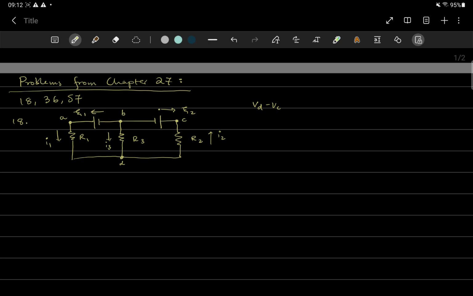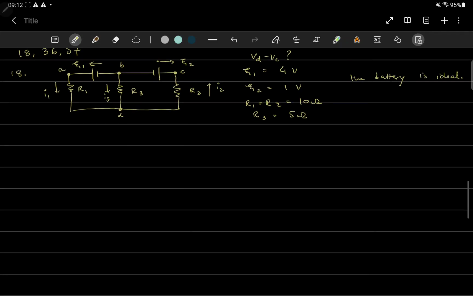And given are a few pieces of information. For example, you know what zeta 1 is, which is EMF 1, given as 4 volts, and EMF 2 is given as 1 volt, and R1 equals R2, which is given as 10 ohms, and R3 is given as 5 ohms. It's also stated that the battery is ideal, meaning that there is no loss internally from the battery. So these are all the information that is given to us.